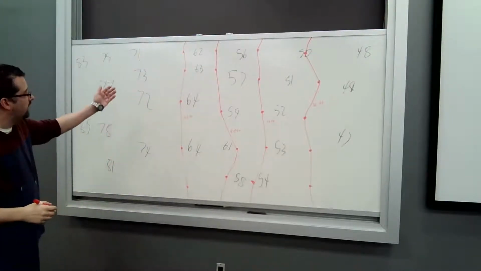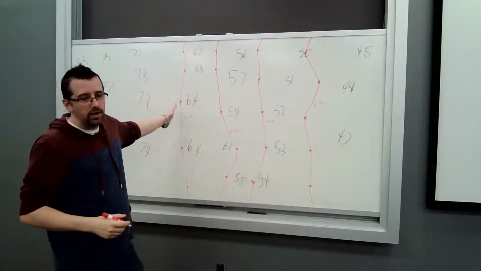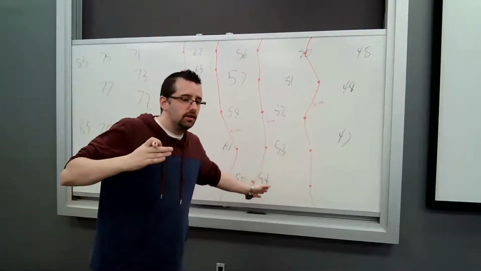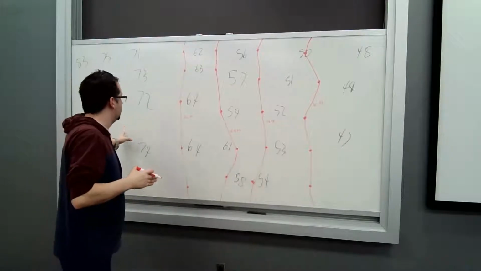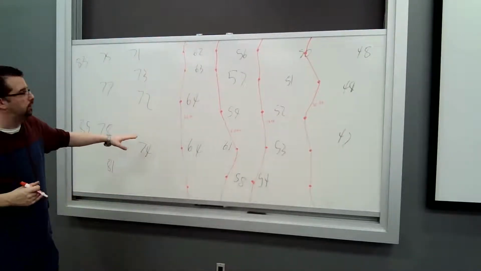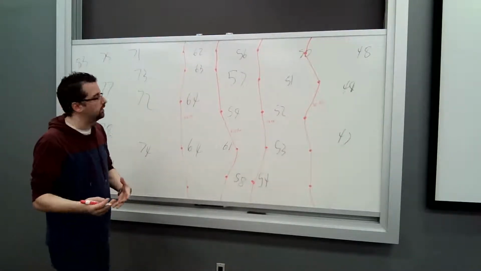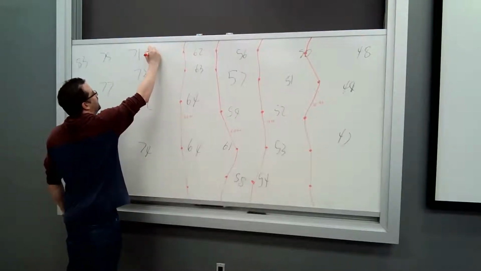All right. Now here, we need a 70 line, but there are no values between 65 and 70, right? So what we have to do is again interpolate where that 70 line would go. So maybe something right here.